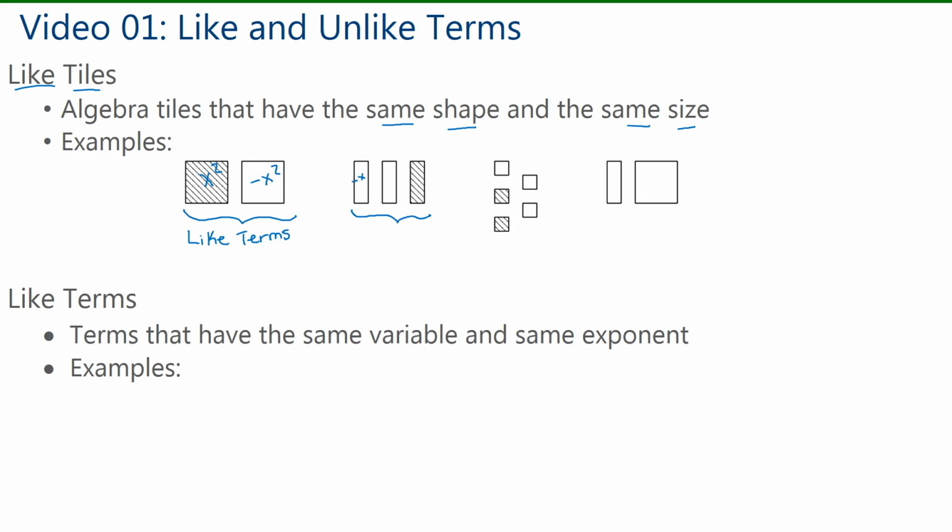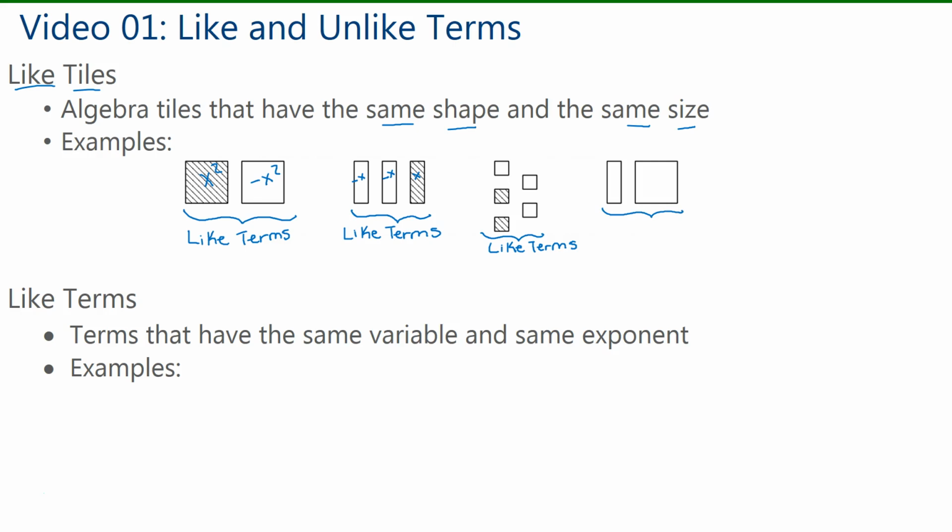Here we have a couple of negative x tiles and a positive x tile. These are also like terms since they are all the same shape and size. And here I have a bunch of ones, some positive and some negative, but these are also like terms.